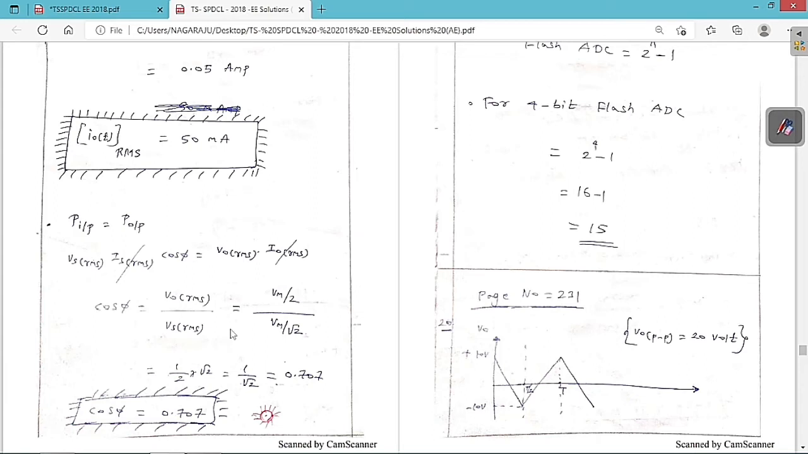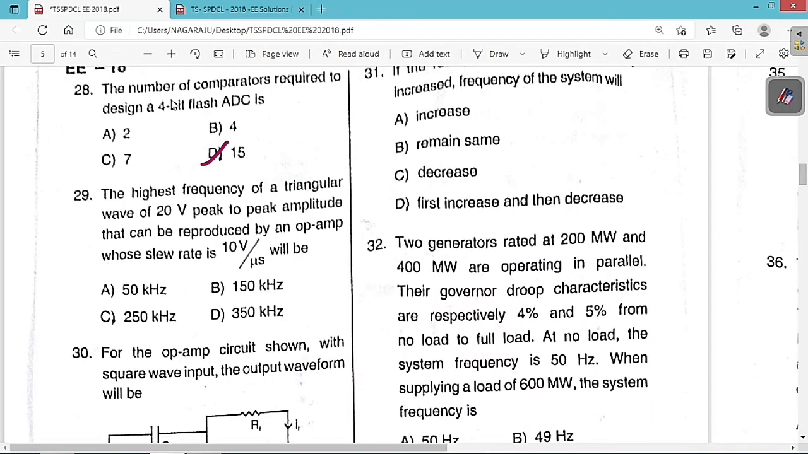So for a half wave signal, the RMS value is equal to peak value by 2, whereas for a full wave signal the RMS value is equal to peak value by root 2. If you solve this, finally we are going to get the input power factor equal to 0.707. Now we are going to solve the other question.